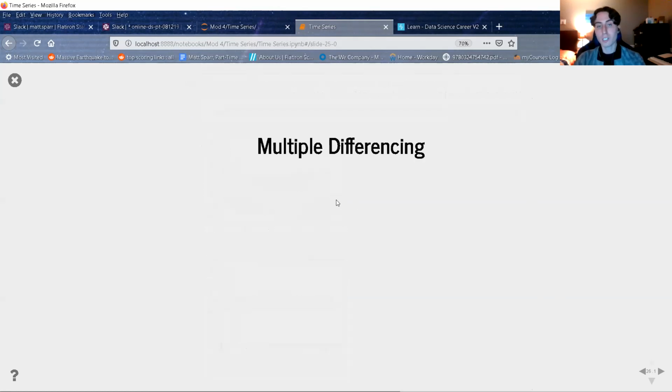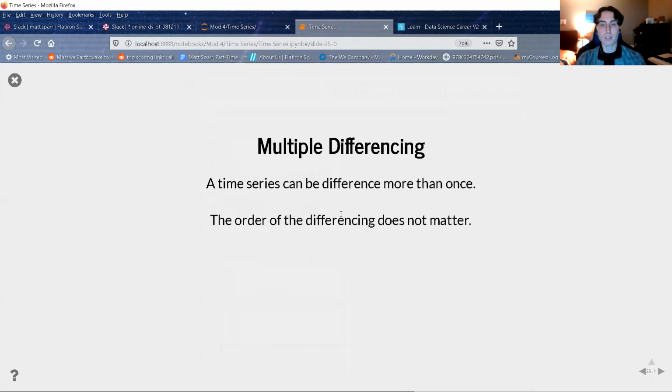So you can actually chain multiple differences together. So you can do a difference of 1 and then a difference of 5, and you could even add more on after that. And a property of this is that the order does not matter. So for example, if I do a lag 1 and then do a lag 3, my data here will be exactly the same as if I did a lag 3 and then a lag 1. So the order doesn't matter.